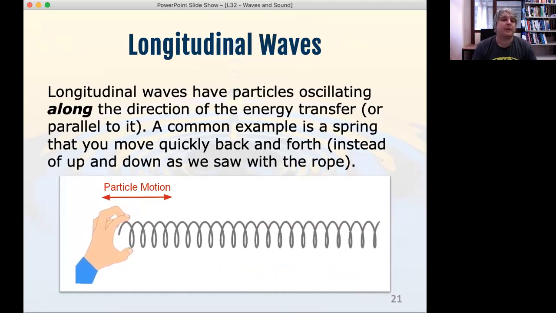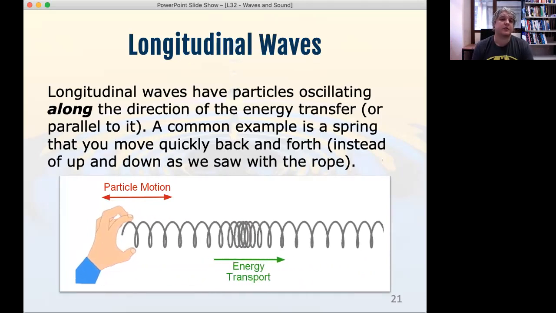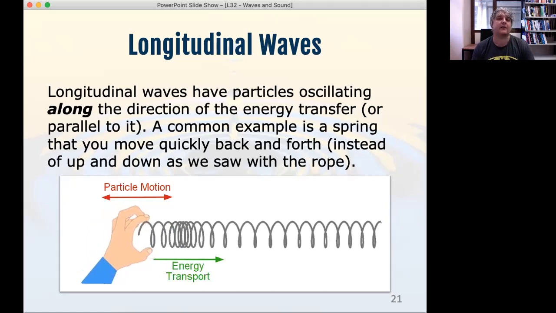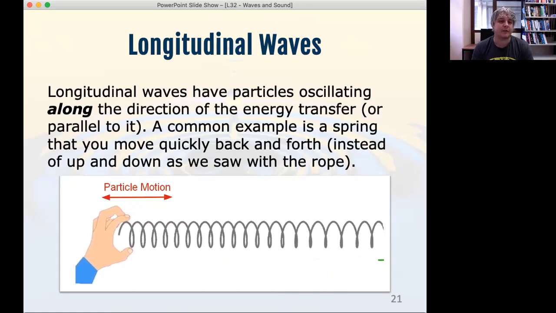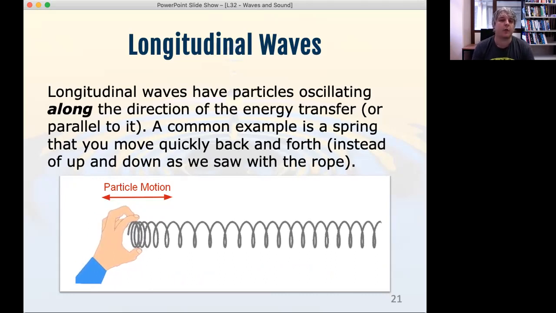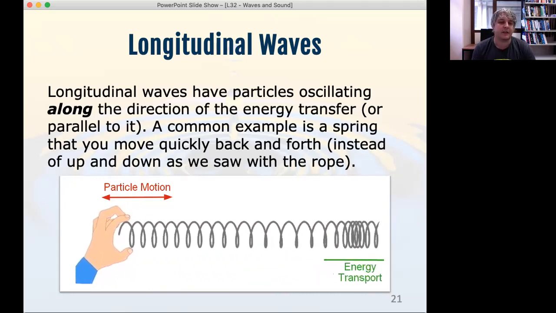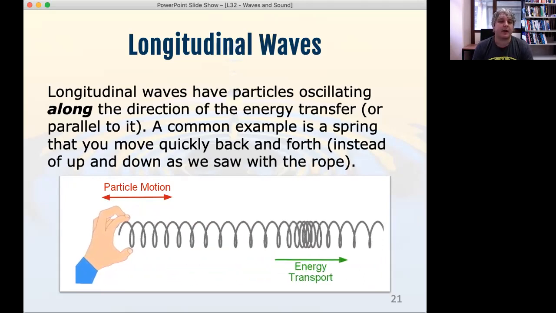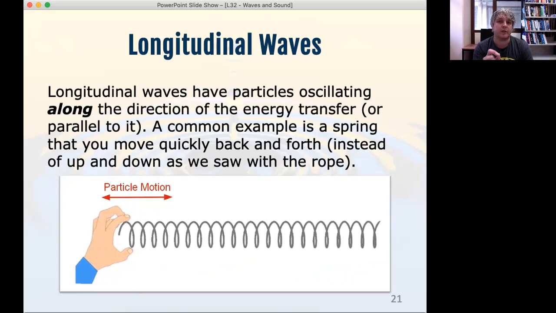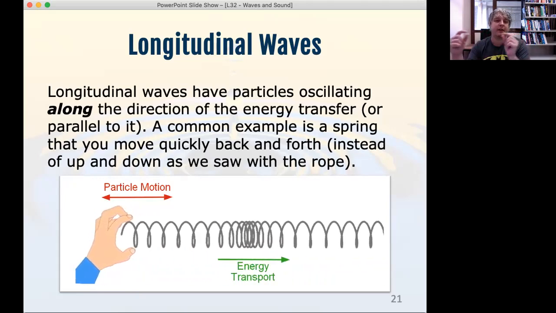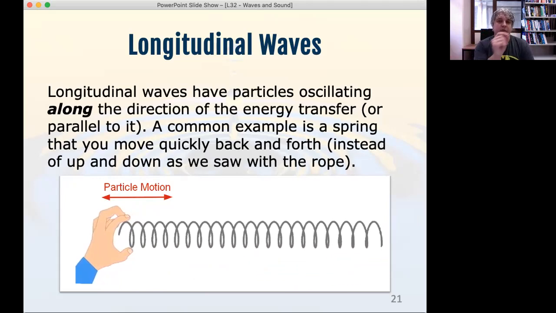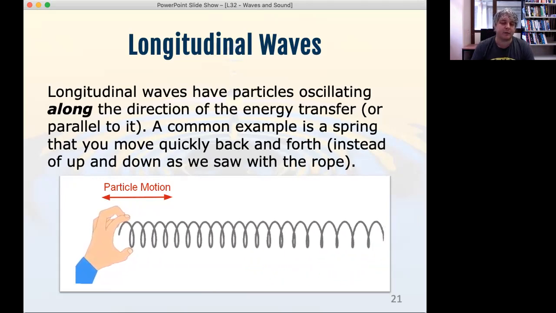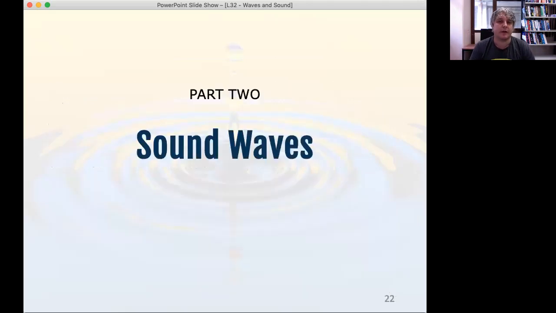Here we have longitudinal waves, which is where the particles oscillate along the direction of energy transfer, right, or parallel to that direction of energy transfer. This is a bit harder to visualize, but as you'll see soon, it is a very important one. A spring or a slinky is a reasonable example. You can hopefully see from this GIF how the particles, if you watch one of the little coils, move back and forth in that same direction that the energy is traveling, right? It's traveling back and forth along that horizontal line as well, rather than up and down as we saw with the rope. So that's a longitudinal wave.